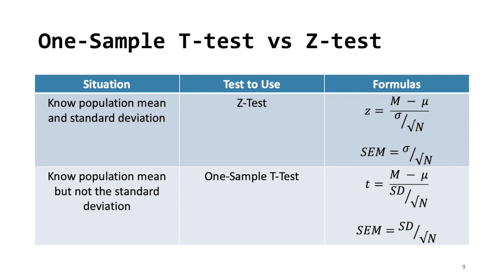So just as review, one sample t-test versus a z-test. This one you know the mean and standard deviation. This one you know the population mean, but not the standard deviation. The z-test results from this equation where you know sigma. The t-test results from this one where you're estimating sigma. But otherwise, they are essentially the same.